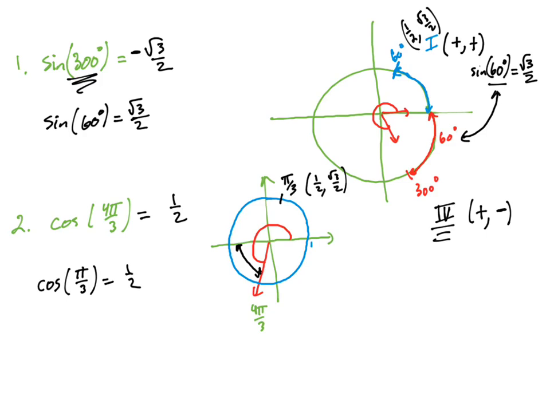We just need to think, is cosine positive or is cosine negative down here in quadrant number 3? Well, in quadrant 3, the x value is negative, the y value is also negative. Cosine is the x value, so it's going to be negative. So negative 1/2 is what we would get here.